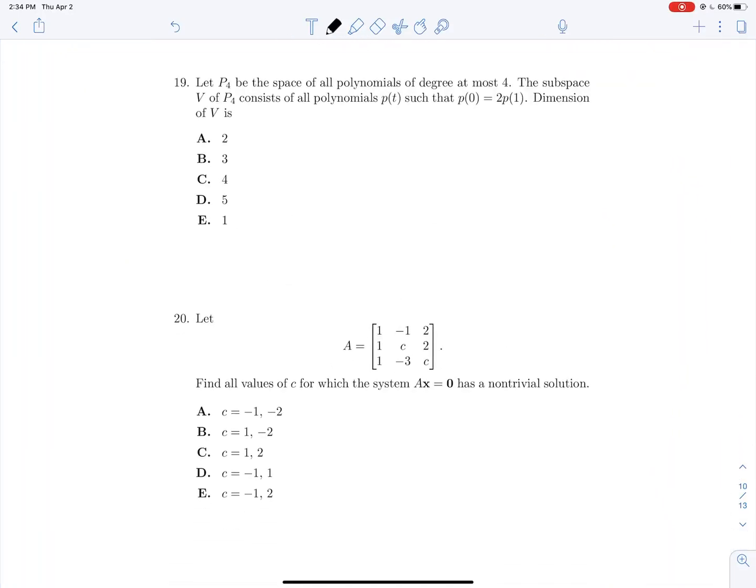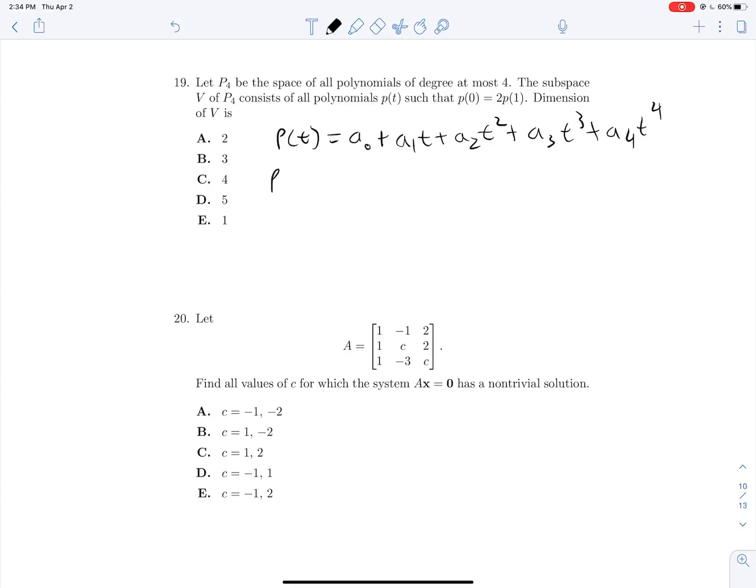19. Let P4 be the space of all polynomials of degree at most 4. The subspace V of P4 consists of all polynomials p of t such that p of 0 is equal to 2p of 1. What is the dimension of V? If we have a general polynomial that's a member of P4, p of t, it'll take the form a0, where a is a constant, plus a1t plus a2t squared plus a3t cubed plus a4t to the fourth.